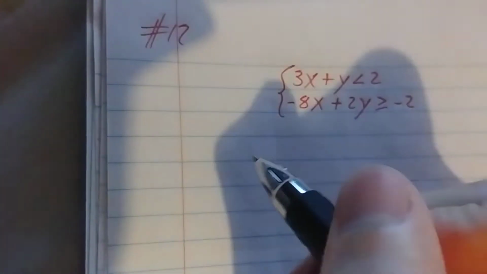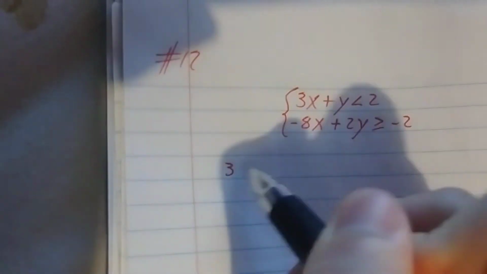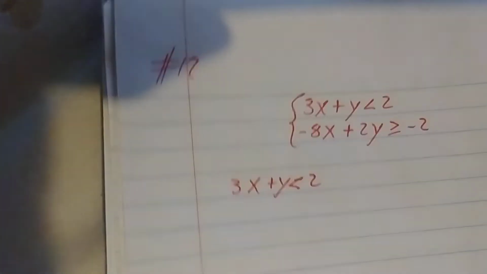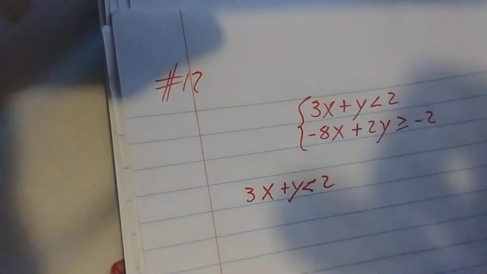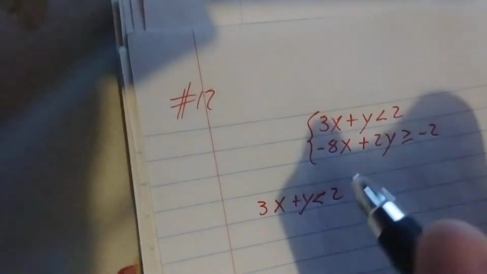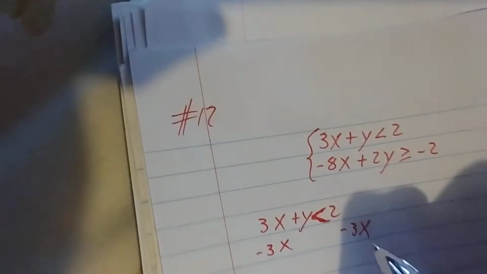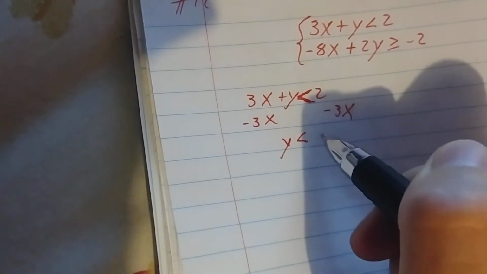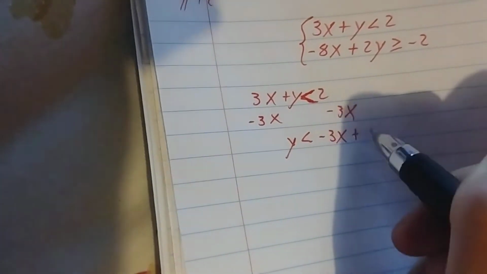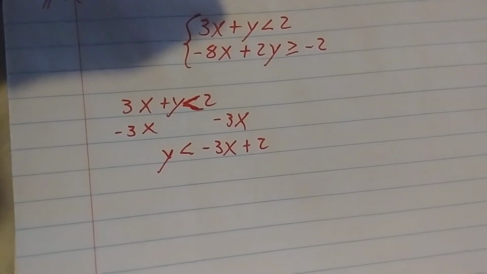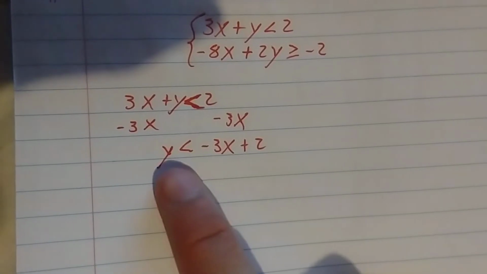So down here, I have 3x plus y is less than 2. You can just treat the less than as if it was an equal sign. Nothing really changes. So I subtract 3x from both sides, minus 3x. I'm left with y is less than negative 3x plus 2. That's it for this one. Y is by itself, and this is the inequality that we're going to be using to graph our lines.